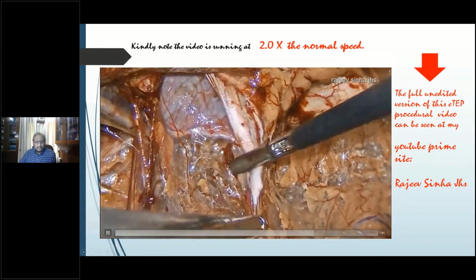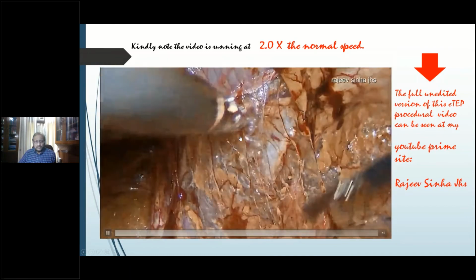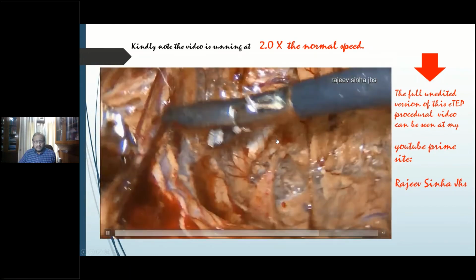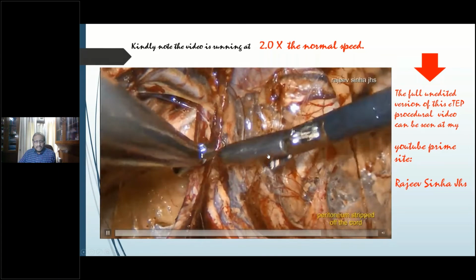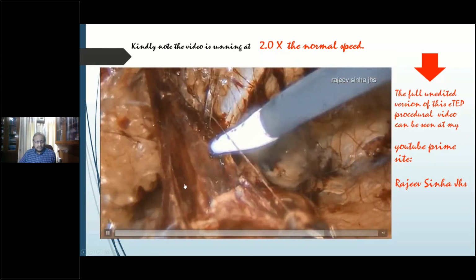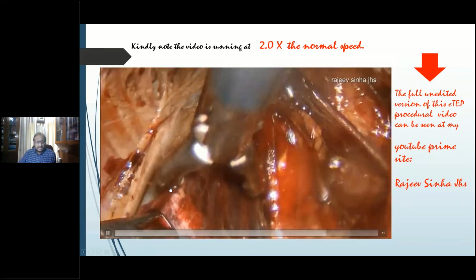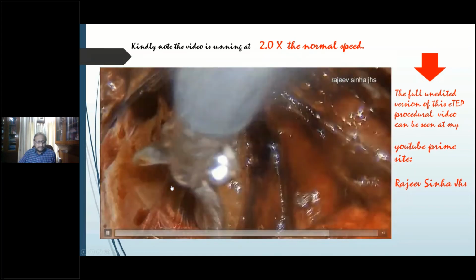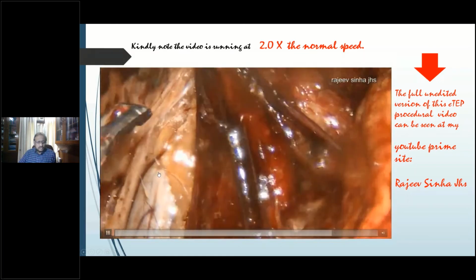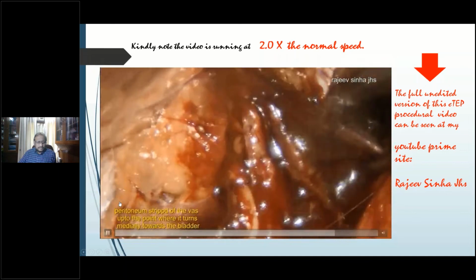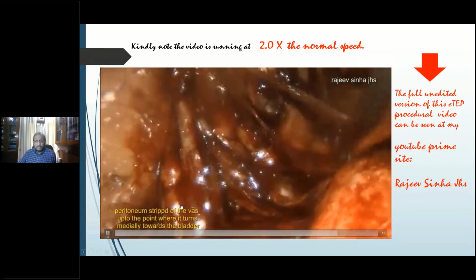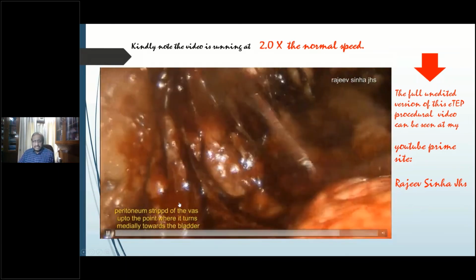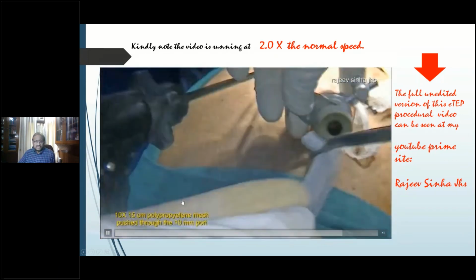Once you bring it down, the space of Retzius comes into view, the whole of it, and you have the pubic tubercle in front of you. Now you have to strip the peritoneum off the cord structures with sharp, blunt, and cautery dissection. Strip the peritoneum off the psoas fascia laterally, strip it proximally, and then more medially off the vas deferens until it goes medially. So all the stripping has to be done.